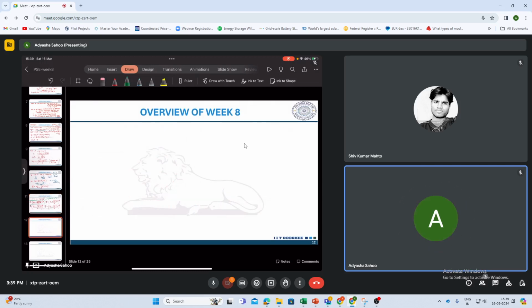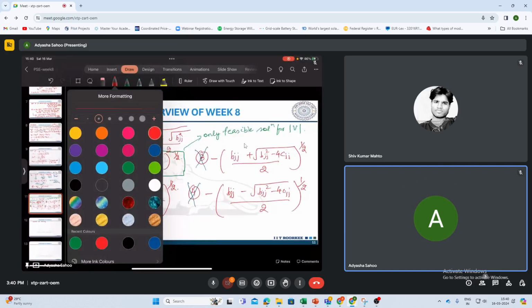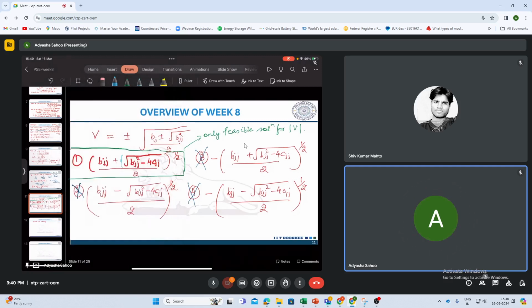Now let us derive the condition for feasibility. For that, we need this square root of BJJ square minus 4CJJ to be a real number, right? So we want this term to be positive. If it is negative, then it will give rise to a conjugate, that iota term, which again is not feasible. We need real solutions. For that, the condition is that this should be greater than or equal to 0. If it is 0, then we get a repeated solution, and if it is greater than 0, then we'll get real solutions.